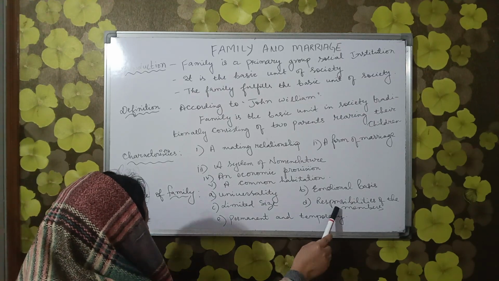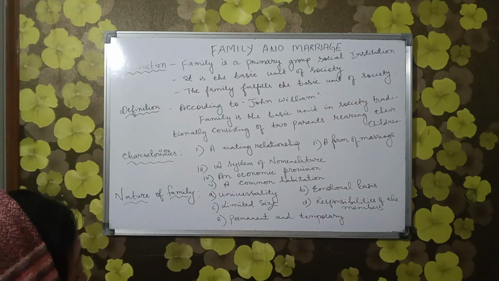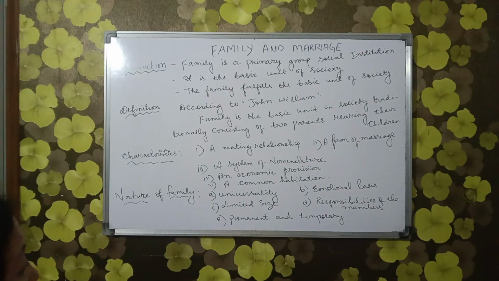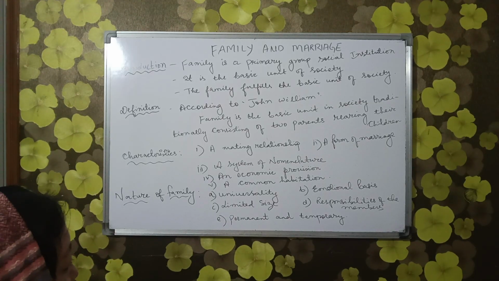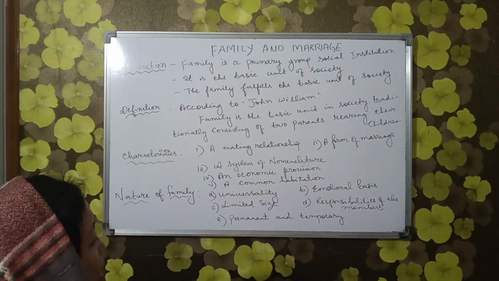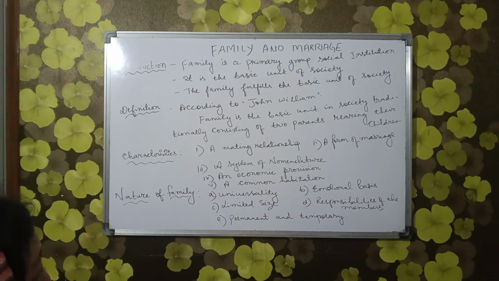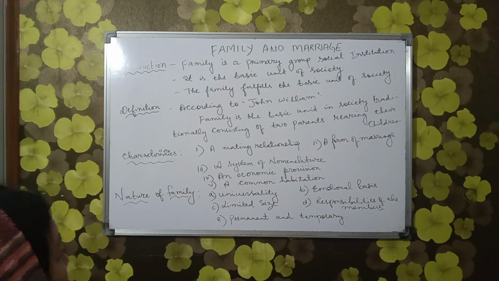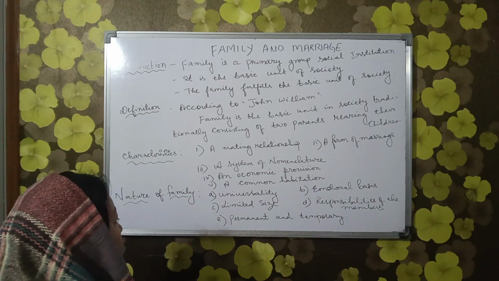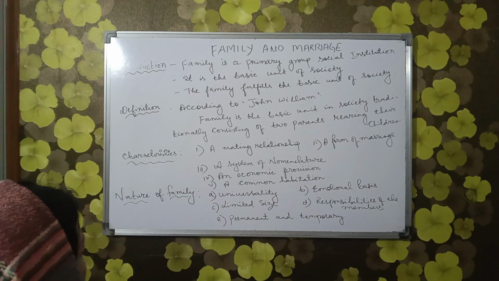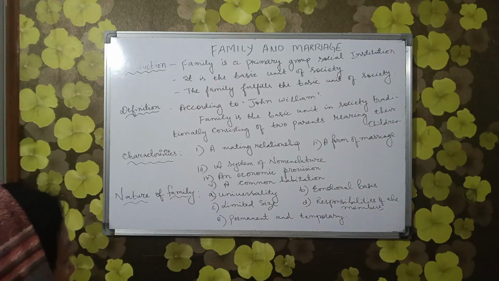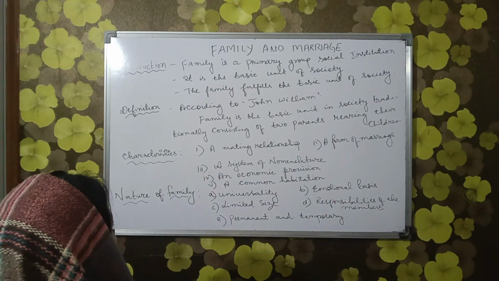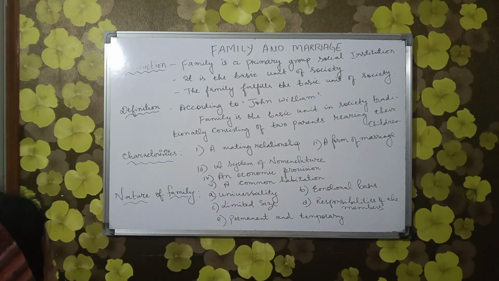And the next is responsibilities of the members. Here, everyone is responsible in the family. Mainly, the parents are responsible for the family, and the children are also responsible for the family. Next is permanent and temporary. So, family is both permanent and temporary. So these are the nature of family.